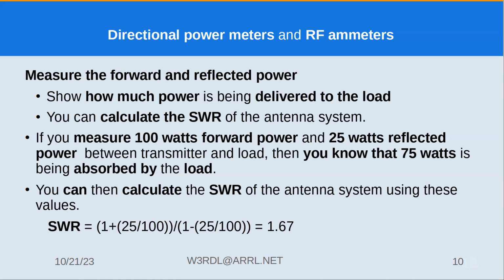Directional power meters and RF ammeters. I don't have an RF ammeter. Do you? Directional power meters measure forward and reflected power. It's kind of magic. They have a couple of little transformers in there, and somehow it can determine whether power is going one way or the other way. Is this leading up to S parameters? Not directly, but yeah, S parameters are coming up.